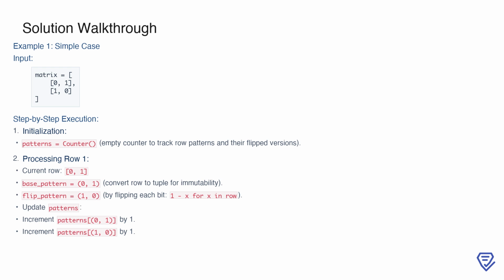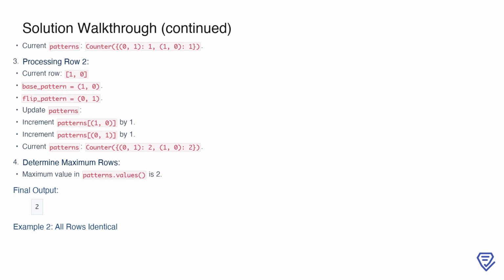We then update our patterns counter to account for both the base pattern and the flipped pattern. At this point, both (0, 1) and (1, 0) have been seen once, so the counter reflects this with a count of 1 for each pattern. Currently, the patterns counter is updated to show that (0, 1) and (1, 0) each have a count of 1.